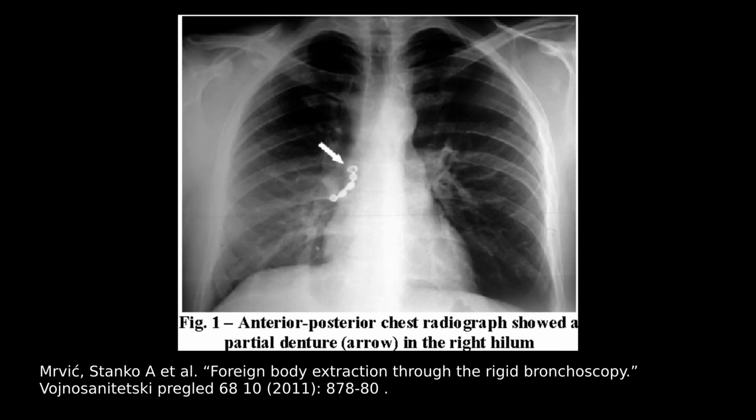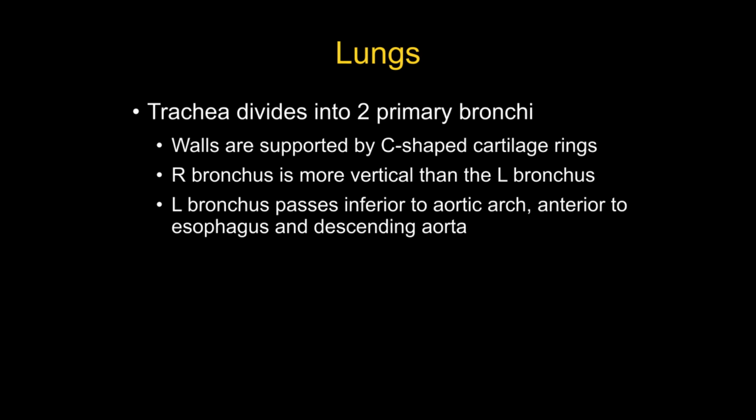Like in your case, as a practicing dentist, if the patient's denture accidentally falls into their airway, most likely that denture or tooth will end up in the right lung because the right bronchus is more vertical, whereas the left bronchus is more complicated because it has to pass beneath the aortic arch and then go in front of the esophagus and the ascending aorta. So harder for foreign objects to land in the left lung unless the patient's really unlucky.